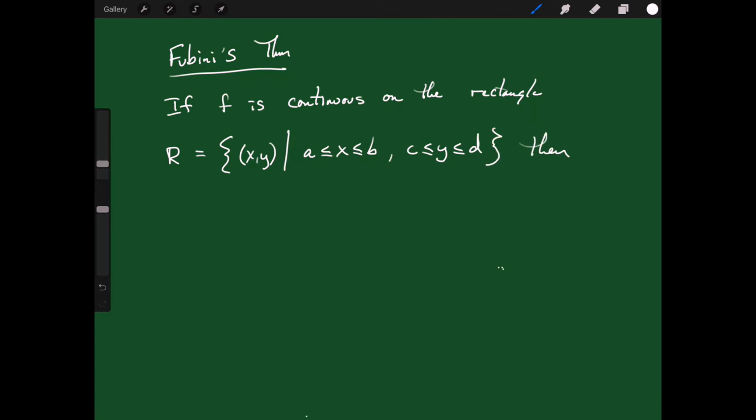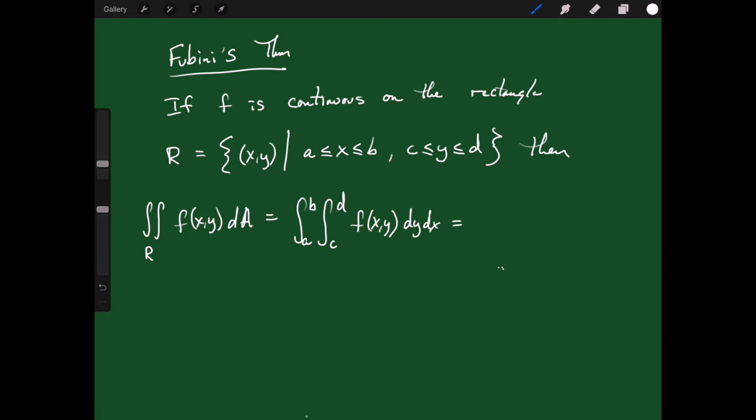then we have the following: that the iterated double integral over a rectangle R of f of xy dA, which is our nice double integral over a rectangle, is equal to the integral from a to b, integral from c to d of f of xy dy dx. But that's also equal to the integral from c to d, integral from a to b of f of xy dx dy.